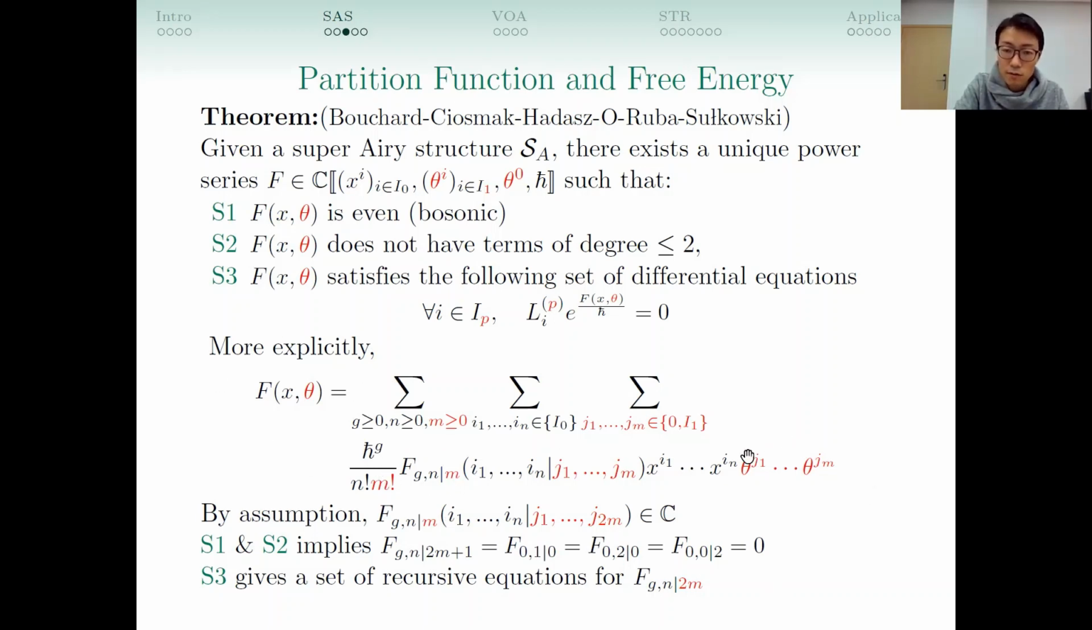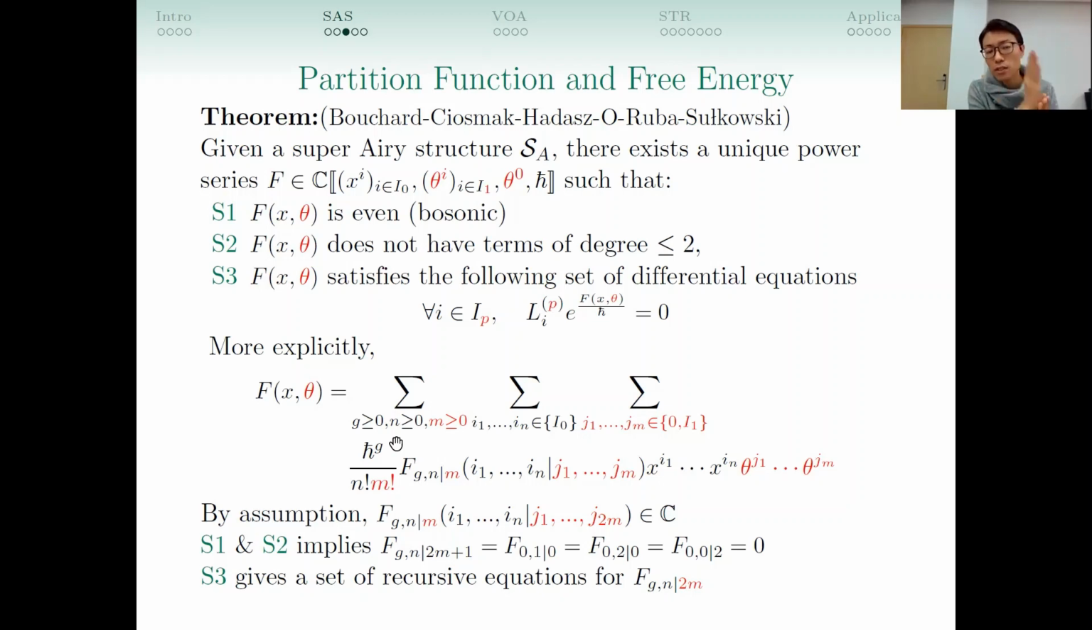even number of thetas. In other words, F_{g,2n+1}, for all coefficients, it has to be 0. And S2 means the degree 1 or degree 2 terms should also be 0. And F3, this is very important. F3, again, gives a set of recursive equations for each coefficient. So the reason why superstructure is interesting is exactly because of this recursive structure.